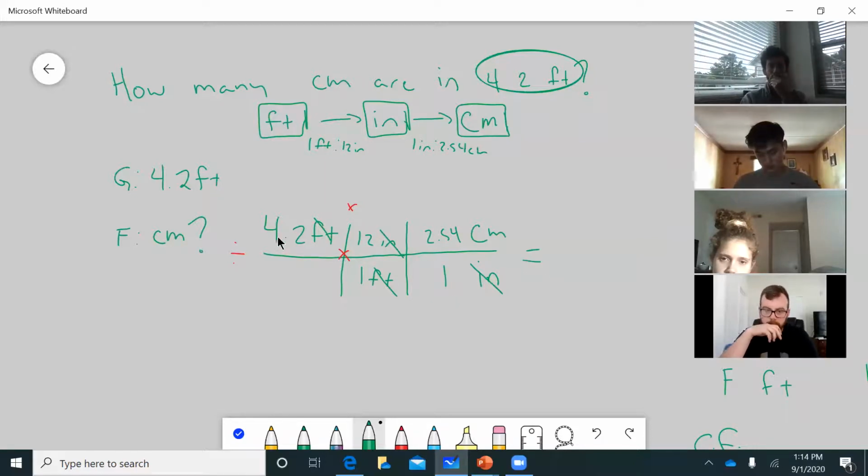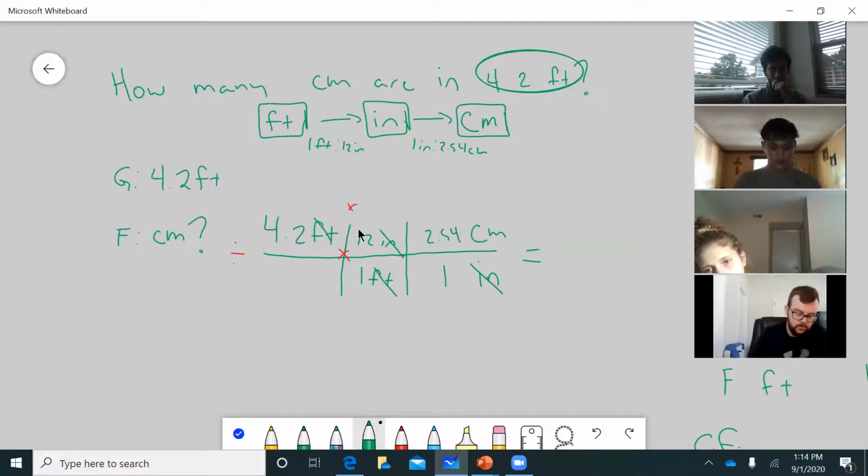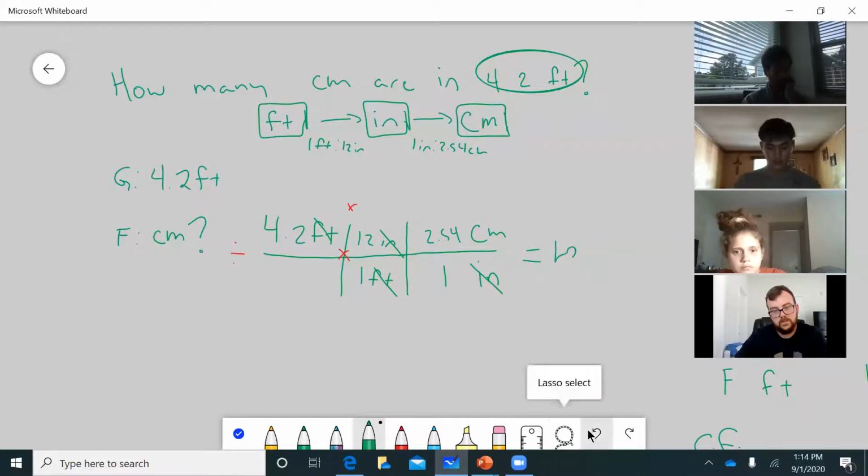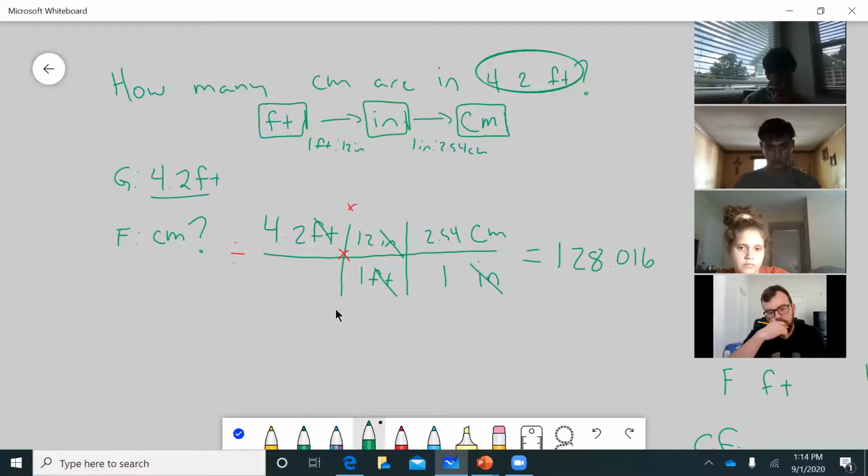So in this case, I would take 4.2, I'm going to multiply it by 12. And then I'm going to multiply it by 2.54. The only thing I have below the fraction bar in this problem are ones, so I don't need to run that through the calculator. Times 2.54. All right, so I got an ending value of 128.016.